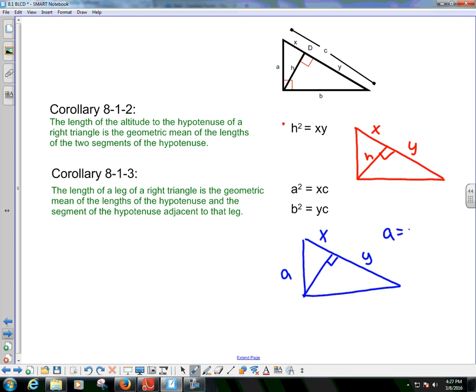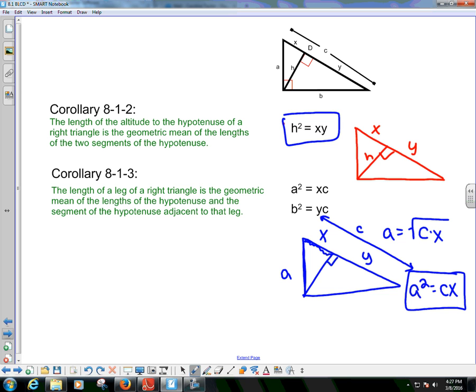The geometric mean is the positive square root of the product of two numbers. It says it's the geometric mean of the length of the hypotenuse. Well, the whole hypotenuse we have labeled as C. So it's the length of the hypotenuse times the side adjacent to that leg. Well, here's my leg, and X is the side that's adjacent. Well, this is also an ugly statement, so I'm going to square both sides, and that's going to give me a squared equals cx. So these are the things that we're going to remember.